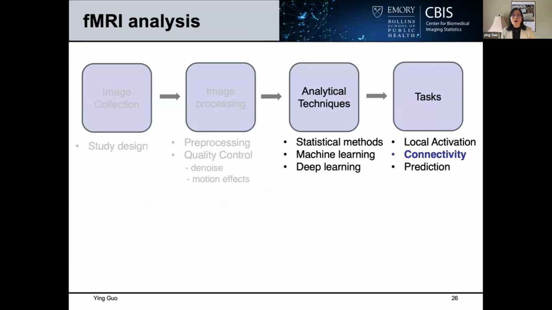So that is the second part of the fMRI analysis procedure. And thirdly, after we have pre-processed those fMRI images, and now they are clean and in good shape, then we can take them to do the subsequent analysis. As I mentioned, there are 3 different types of analysis typically done. Due to the time constraint, I will focus on the connectivity analysis using fMRI.